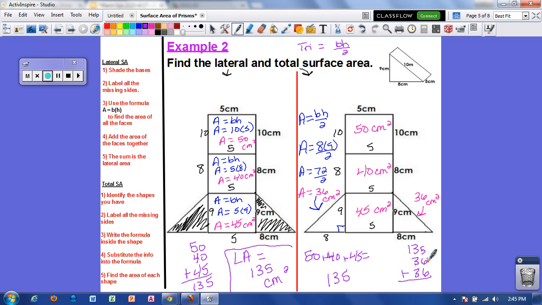All right, we've got 12 here, plus 5 is 17. 1 plus 3 is 4, plus 3 is 7, plus 3 is 10, and 1 plus 1 is 2. So my total surface area, and I'm going to come out to the right since I ran out of space, equals 207 centimeters squared.